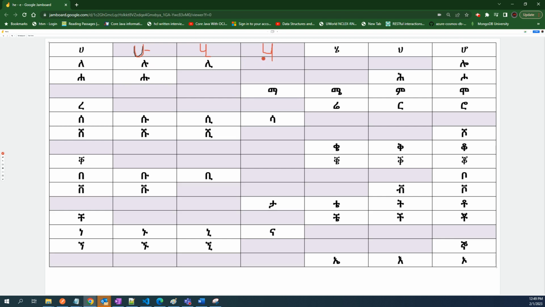Let's fill up this one. La should be shorter. Le, le, lo. He, who, he, ha, he, ho.